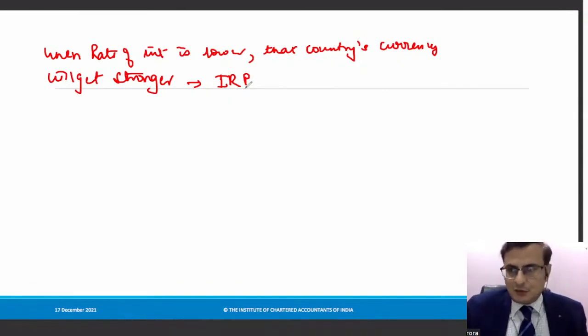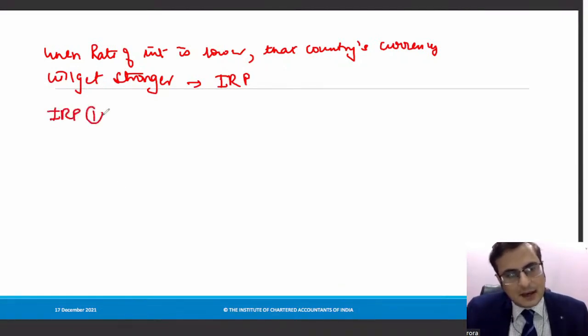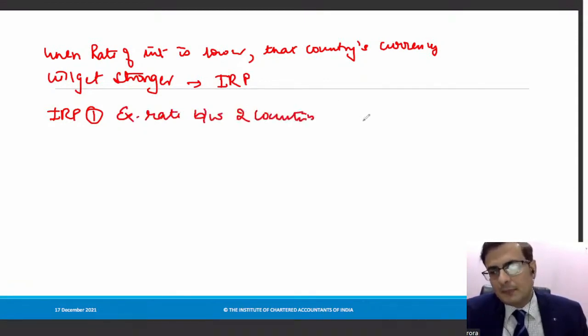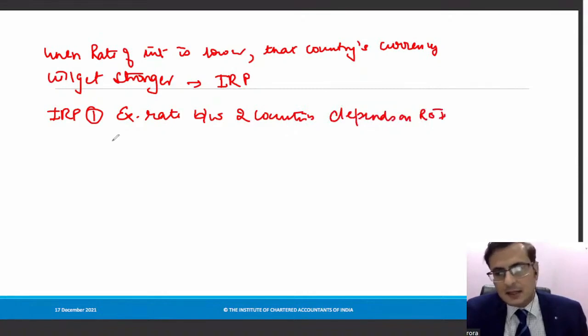Okay. So what does it say? Interest rate parity says two things. Number one, the exchange rate between two countries depends on the rate of interest of their countries.